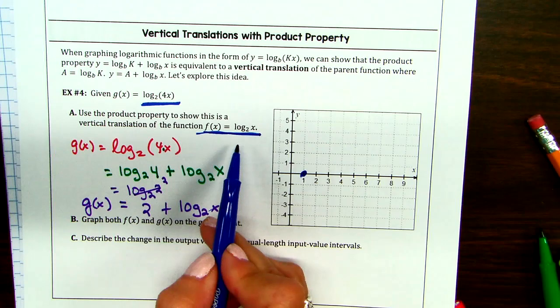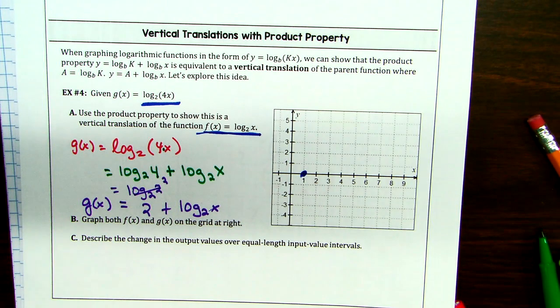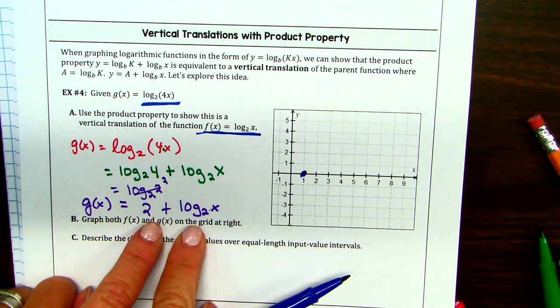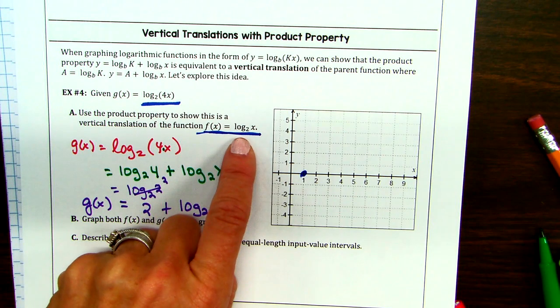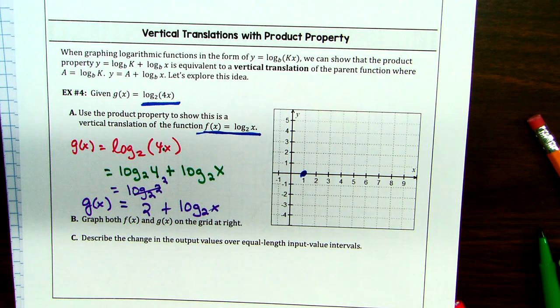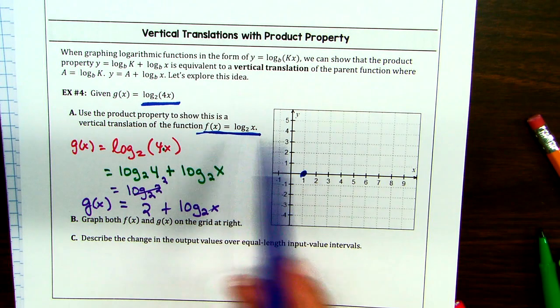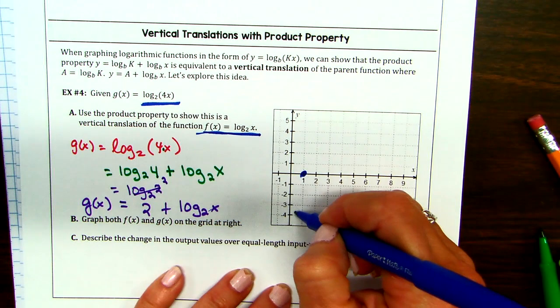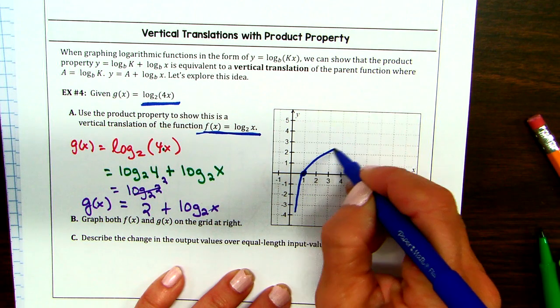So, yes, of course that will change when we add stuff to the parent function, but no matter what the base is, a half, 2, it's always going to hit that point. And it's got a base that's greater than 1, so it's growing. I'm just going to go ahead and sketch it like this.